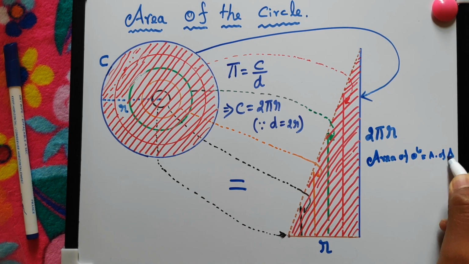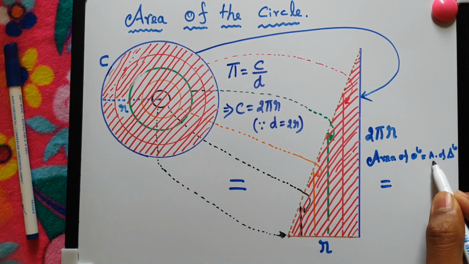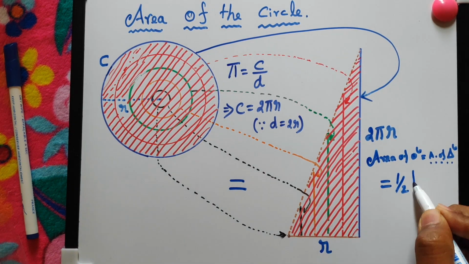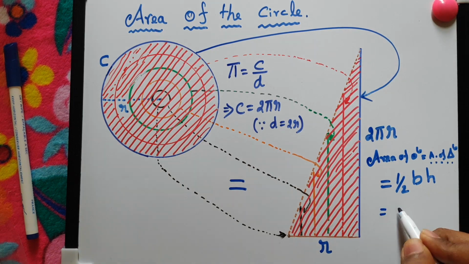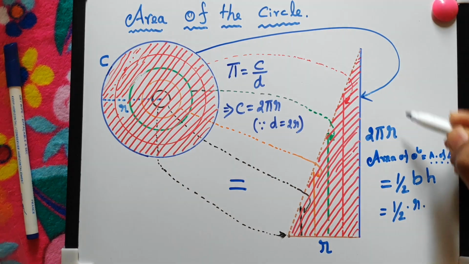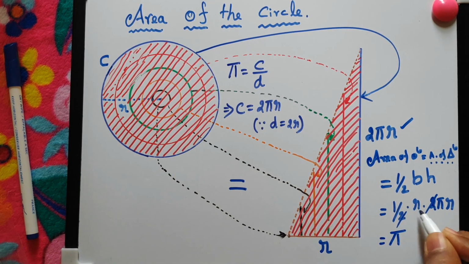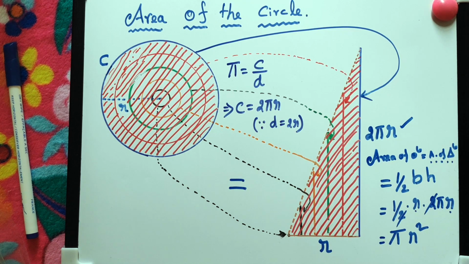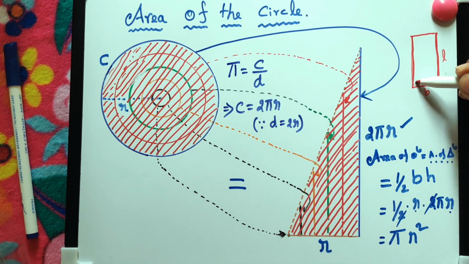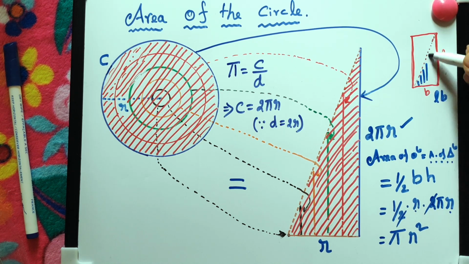We know that the area of the triangle is half of the base into height. If you don't know this formula, we'll discuss further on that. Base is nothing but r and height is nothing but 2 pi r. 2 will get cancelled, so pi r square. Suppose you are not aware of the formula for the area of the triangle, let's draw a rectangle with length L and breadth B. The area of the rectangle is nothing but L into B, but the triangle is exactly half of that, that is LB divided by 2.